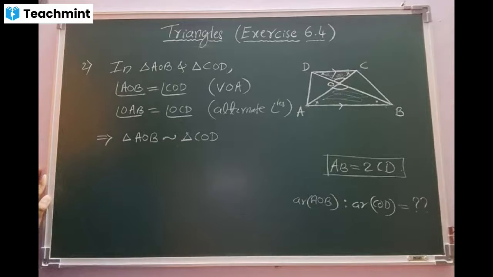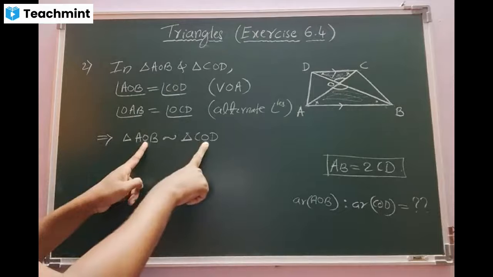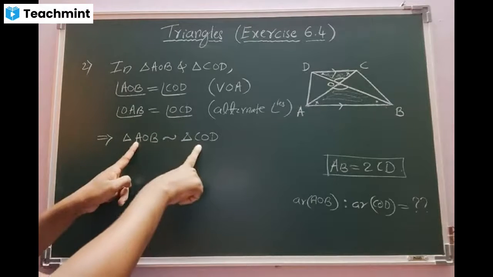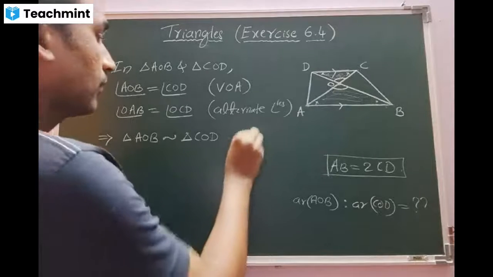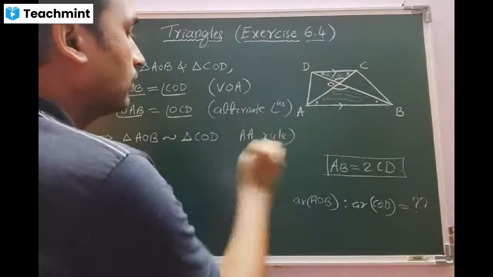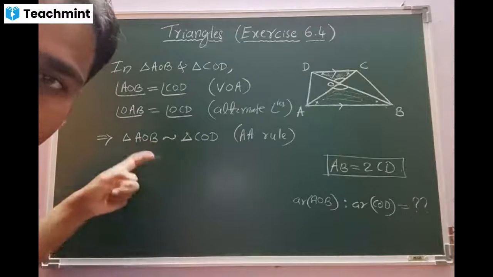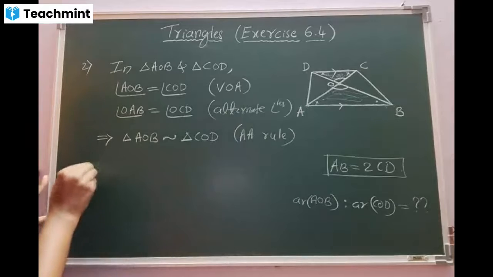But again, you have to be careful. Angle O with O, O is the center. A with C, meaning if A is the beginning, C should be the beginning. Is that clear? Yes, sir. Once these are similar, I can talk about their areas, proportionality. Correct, beta? Yes, sir.